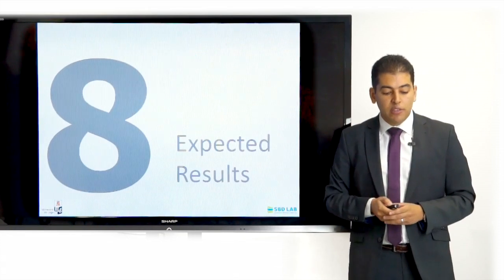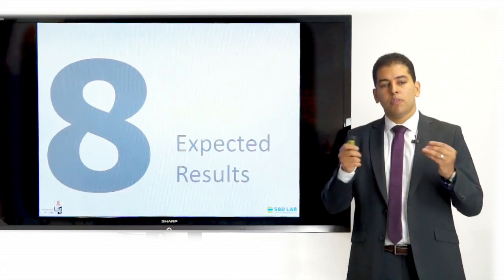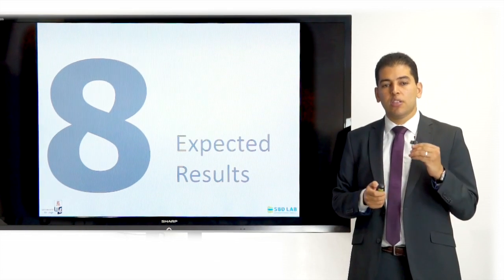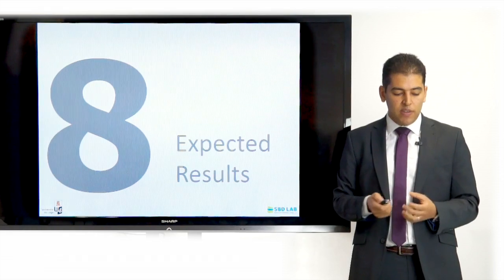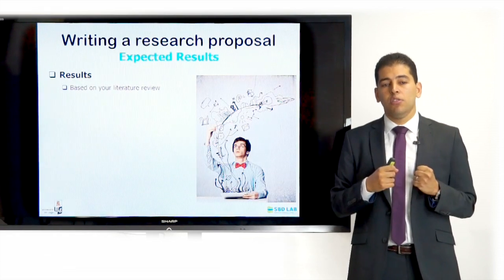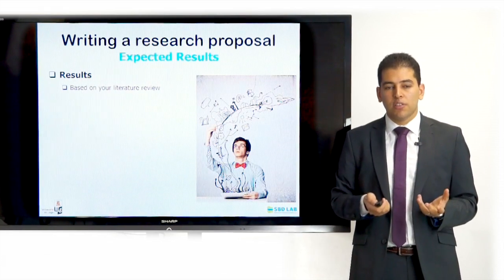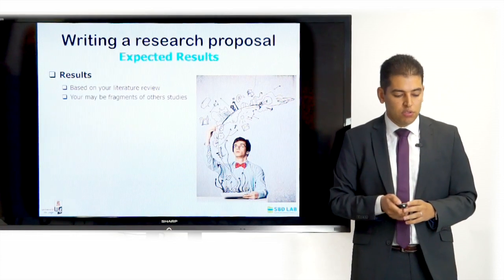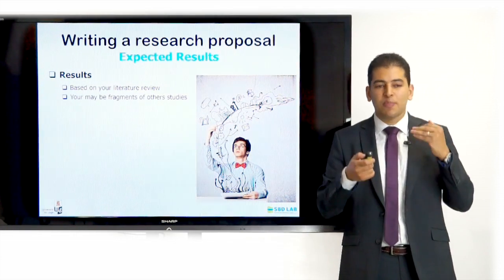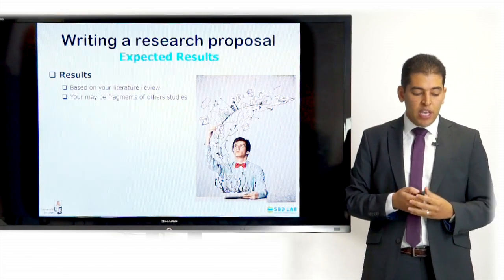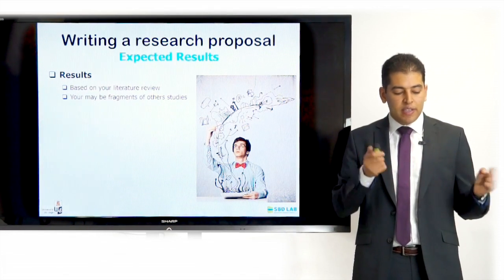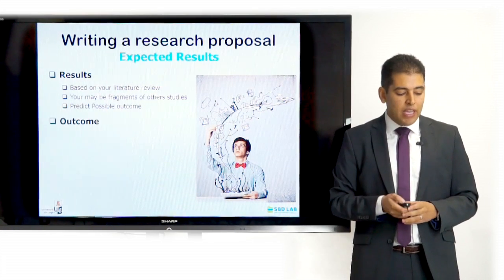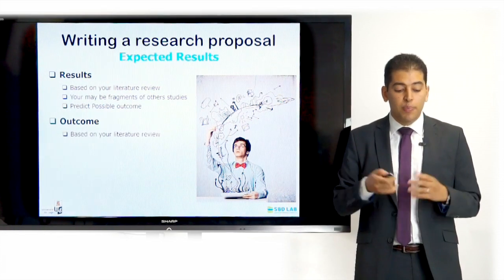Well, now I would like to move to the expected results. Even in a research proposal, before doing your research, you should describe your expected results. This is very important. And how are you going to do that? It's mainly based on your literature review. If you read some major publications related to your topic, you will be able to expect what the results of your work will be. You may grab fragments from other studies, but you can predict possible outcomes, and that's all you are expected to report in this sense.